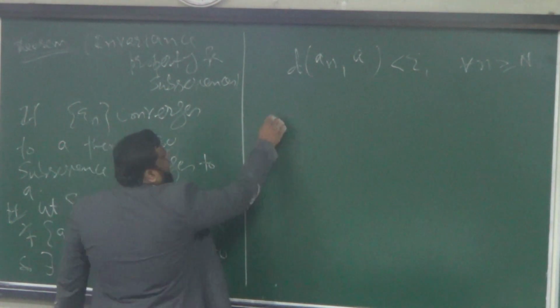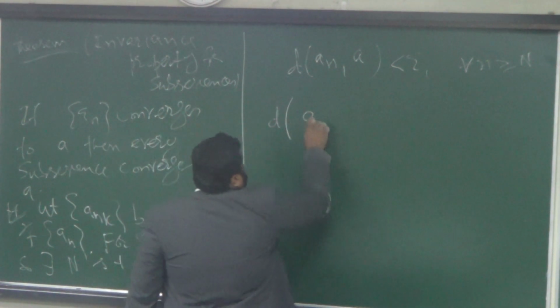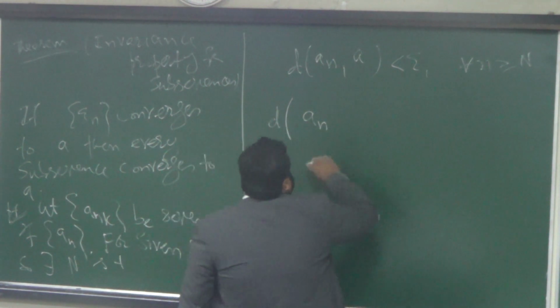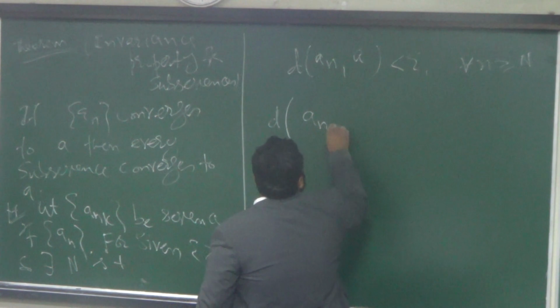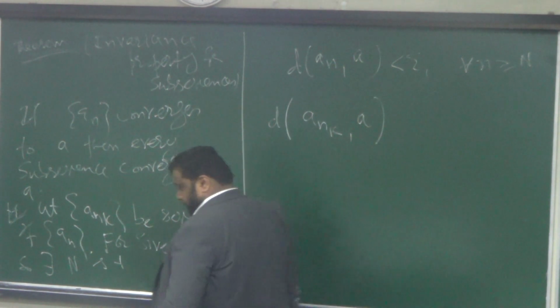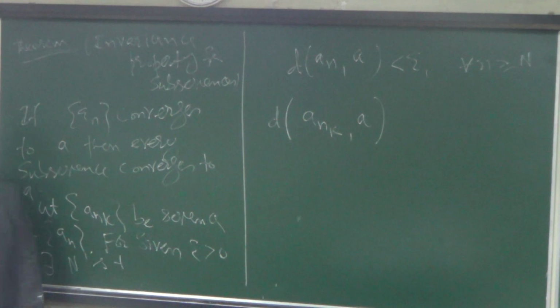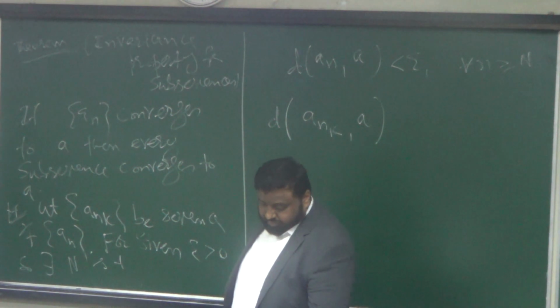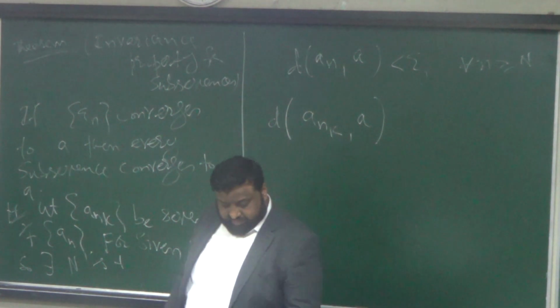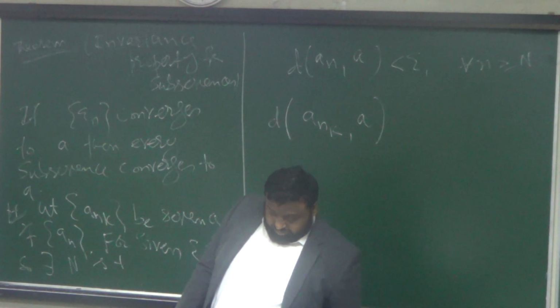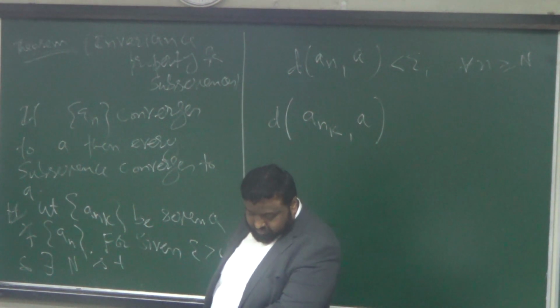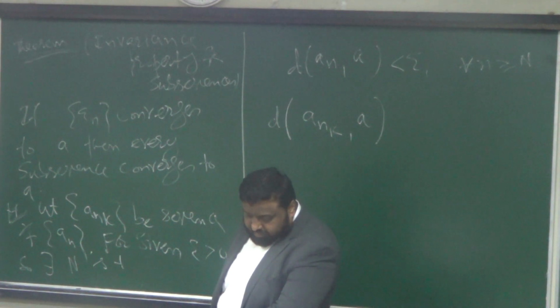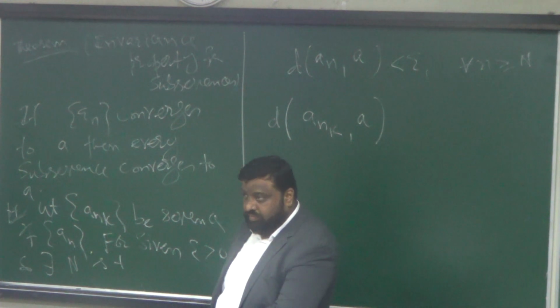And now what do I want? I want to compute the distance between a_{n_k} and A. What should I do? I should apply the triangular inequality, I guess. So we are going for a direct proof.